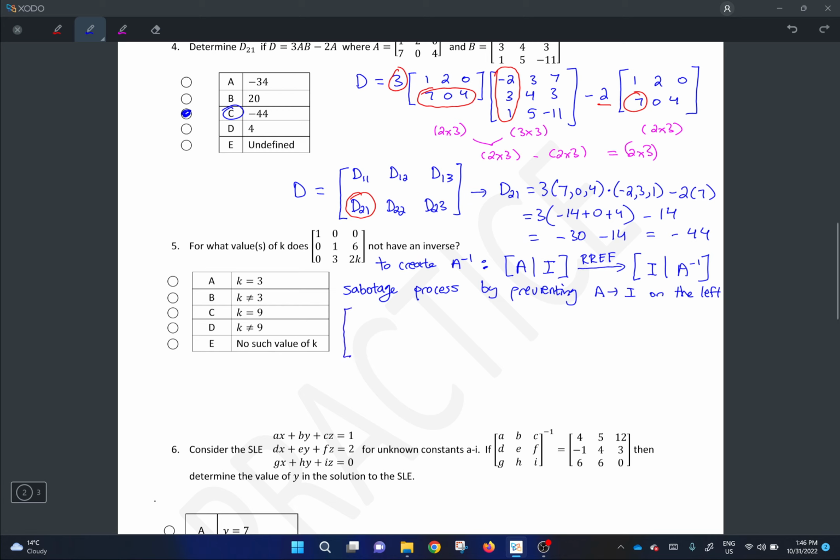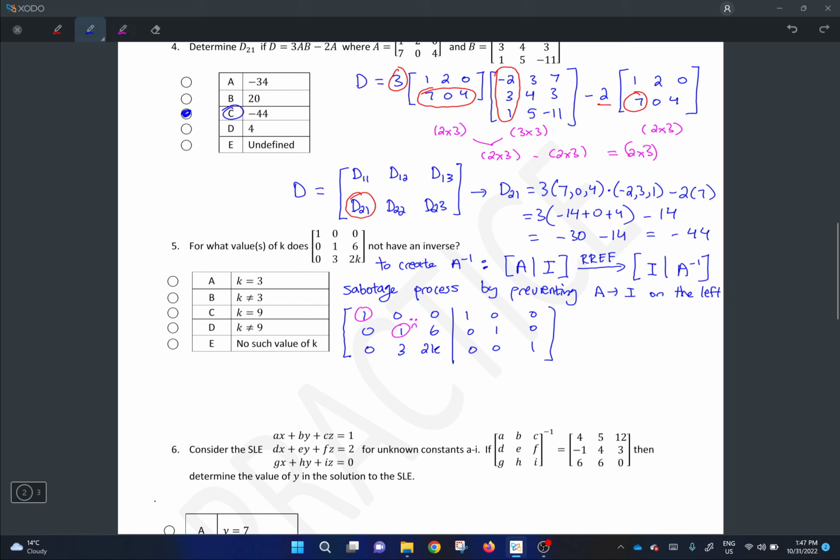So here's my 1, 0, 0, 0, 1, 6, 0, 3, 2k, and on the right hand side 1, 0, 0, 0, 1, 0, 0, 0, 1. Okay, so I'm going to make that leading one. I'll circle the leading ones. This leading one in the middle there is unhappy because of the 3 below it.